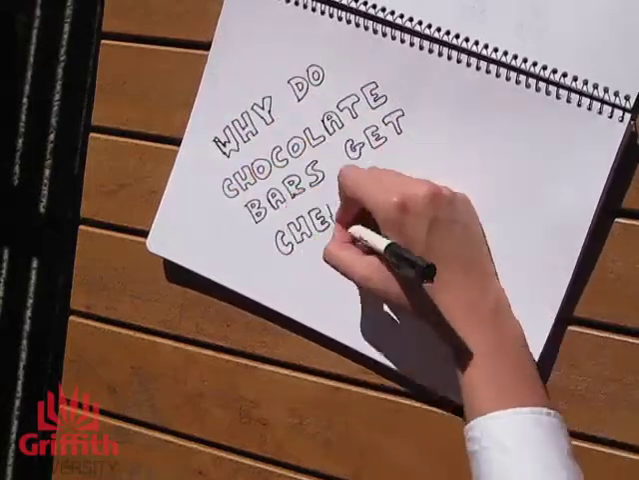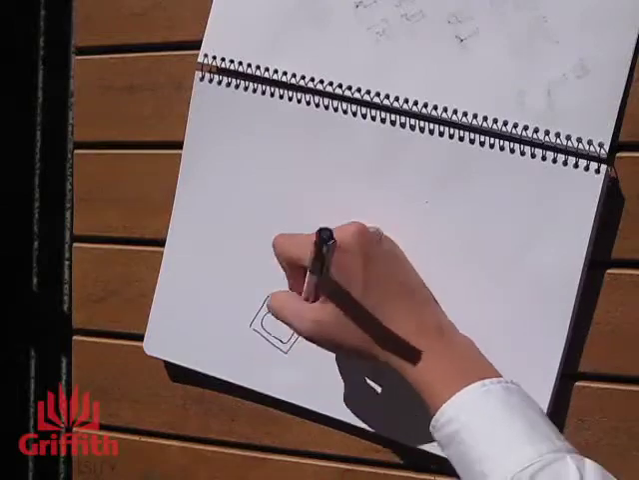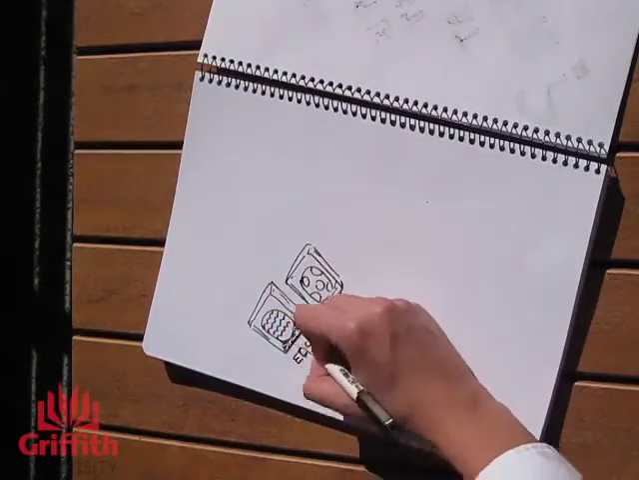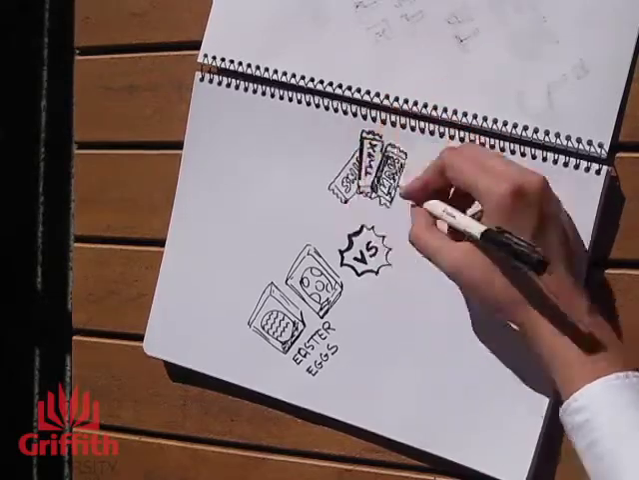This video is looking at the question, why do chocolate bars get cheaper at Easter? When Easter comes around, the competition between Easter eggs and chocolate bars begins. That Twix is making me hungry.